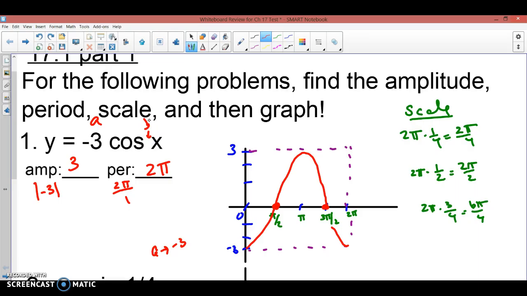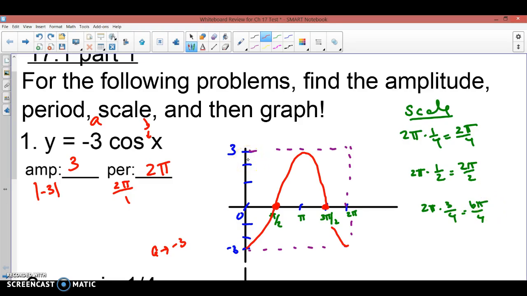So 2 pi over 1 is 2 pi. So to calculate the scale, it's always the period, which is 2 pi. We multiply by 1/4, so it gives us 2 pi over 4. To get the second one is 2 pi, or the period times 1/2, so it gives you 2 pi over 2. And then to get the last value of those middle three, it's the period, or 2 pi times 3/4. It gives you 6 pi over 4.